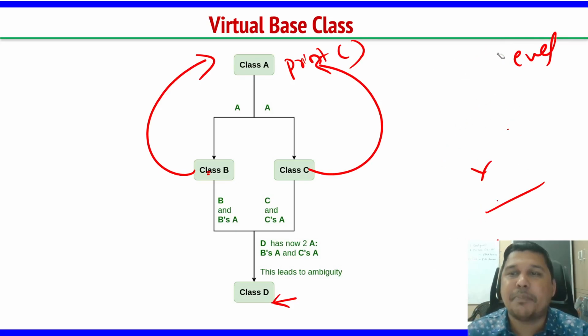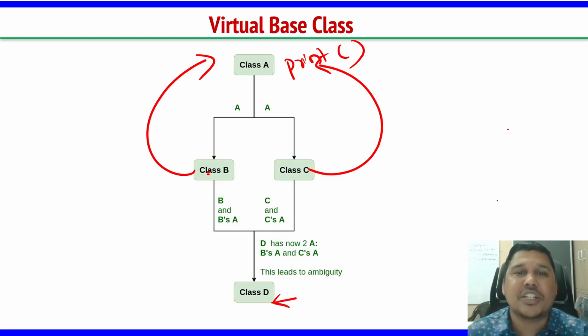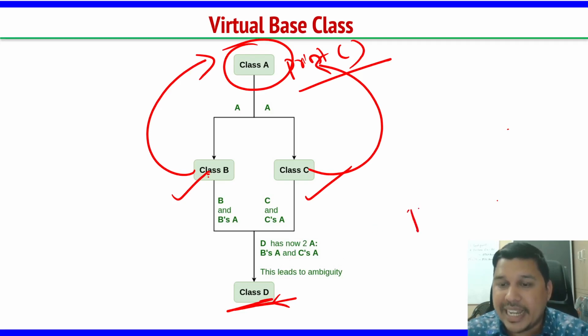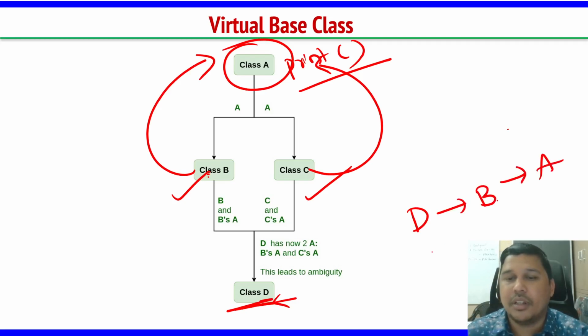Same way, in this multipath inheritance, assume there is a function print in A. Class B and class C are children of A, so they both can access the function print. Now class D is derived from B and C. So indirectly, D class can access A through B. Again, D class can access A through C. A has a function print.